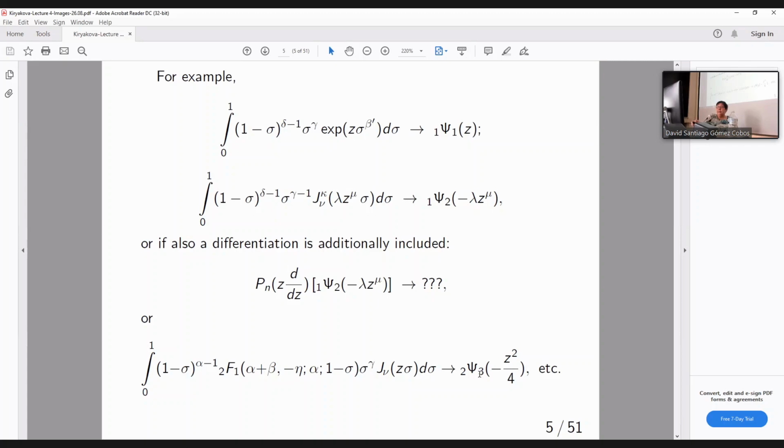So, some examples: you see if you would like to have this Erdős-Kober integral of an exponential function, the result is the Wright function with p and q equal to 1. When you have inside a Bessel or generalized Bessel function, the result is 1 psi 2. If it is a derivative, you can once again differentiate this, and so on.